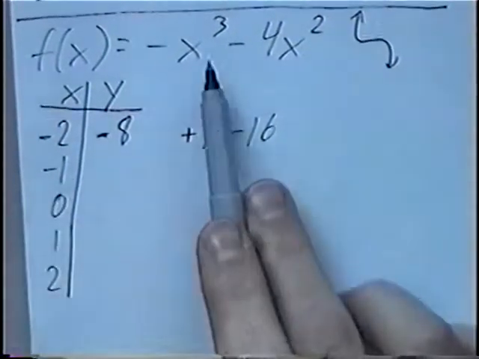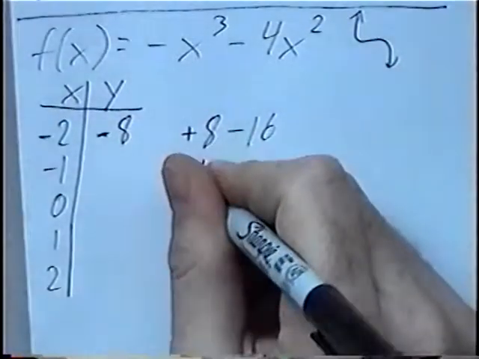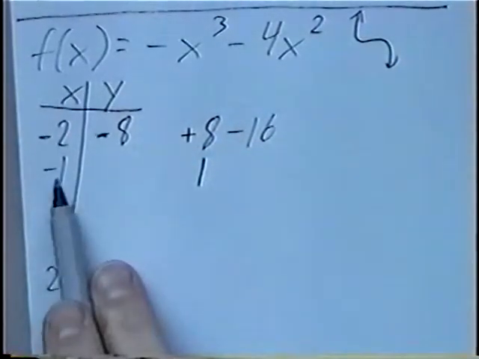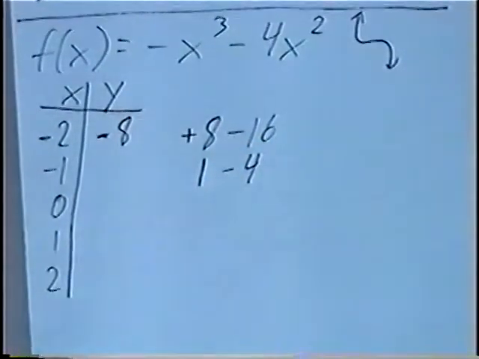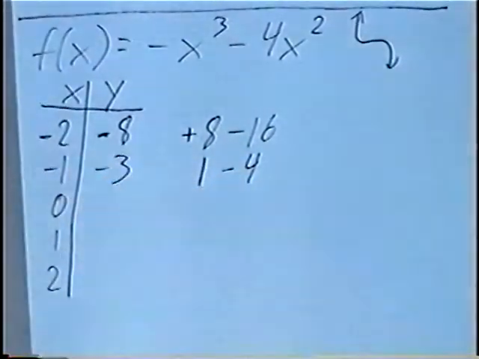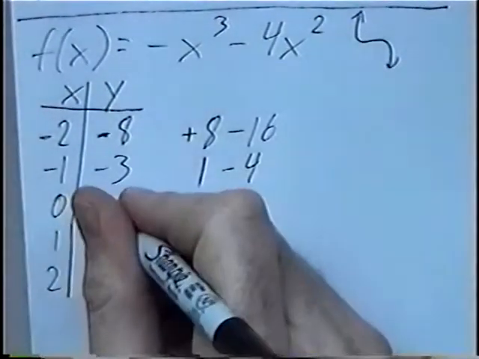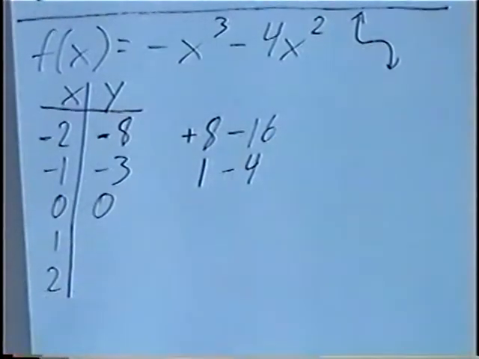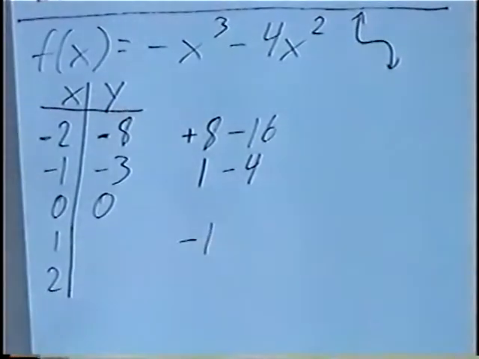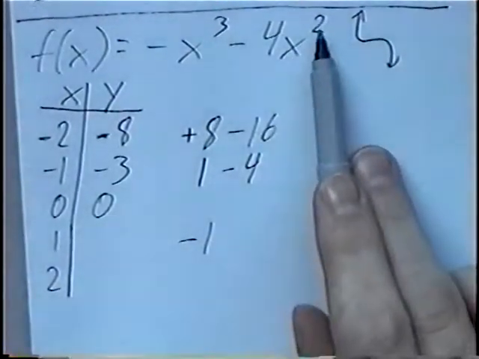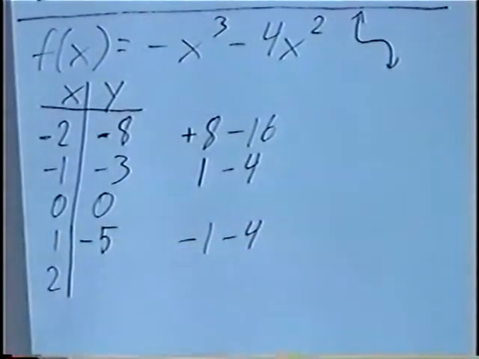Continuing on, plugging a -1 in. -1 cubed would be -1. With a negative outside though, that would become a +1. And -1 squared would be +1. Times a -4 would be 1 minus 4, or -3. Plugging a 0 in, both x's would be 0, so the y value would be 0. Plugging a 1 in, 1 cubed would be 1, the negative makes it a -1, and 1 squared is 1 times a -4, which will give us -5.